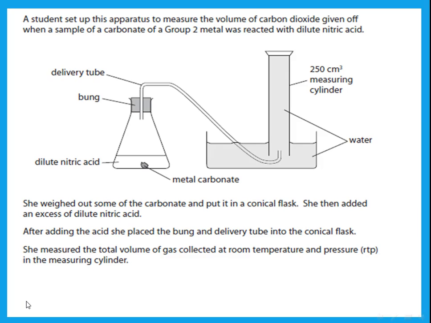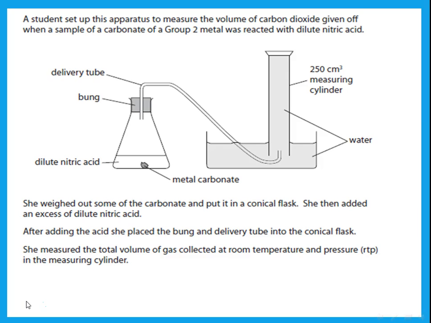A student set up this apparatus to measure the volume of carbon dioxide given off when a sample of a carbonate of a group 2 metal was reacted with dilute acid. So he has some carbonate with acid and he's collecting the gas, which is carbon dioxide. She weighed out some of the carbonate and put it in a conical flask. She then added excess dilute nitric acid. After adding the acid, she placed the bung.